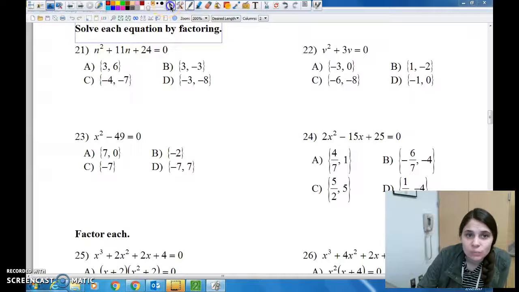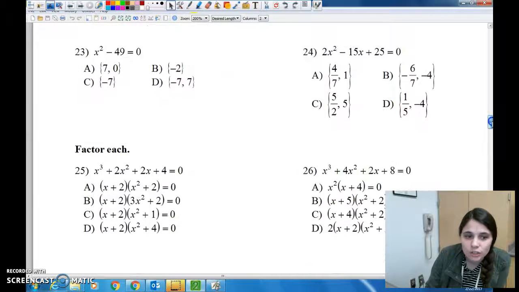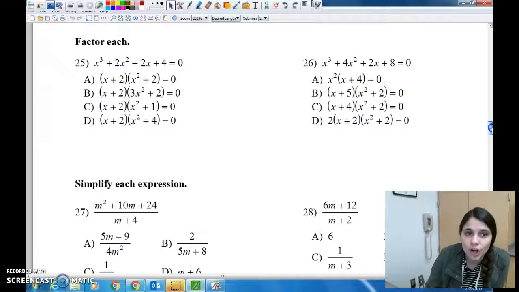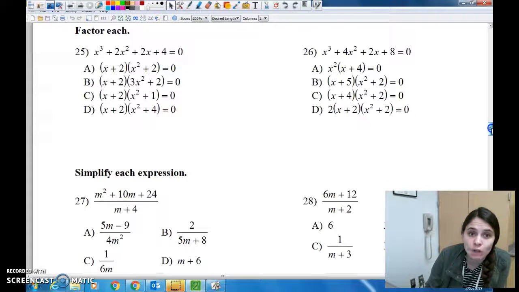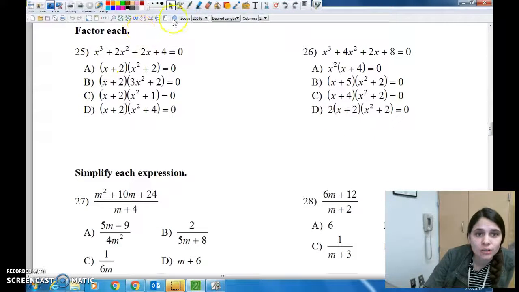25 and 26, we're still factoring, but these ones it's just asking us to factor, not to solve. So I'm going to show you number 25 and let you try 26 on your own. Both of these have 4 terms, so I'm going to factor by grouping. So I'm going to group this side, group this side.